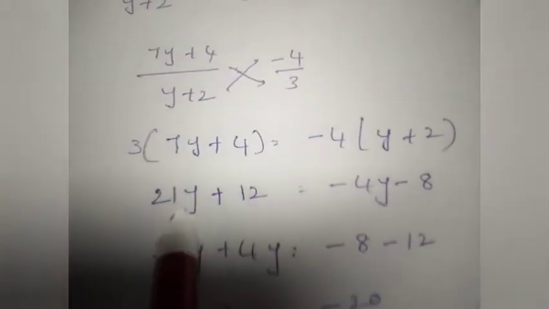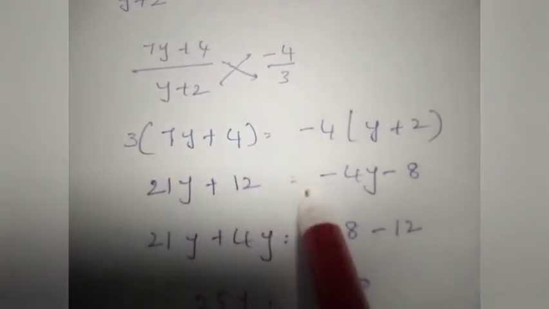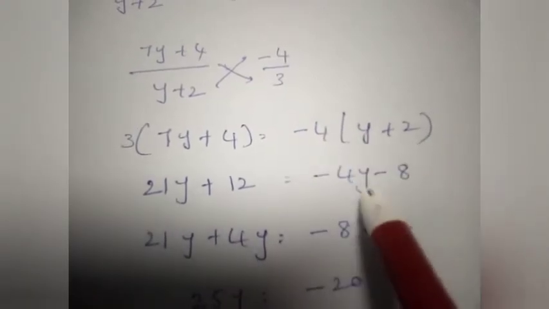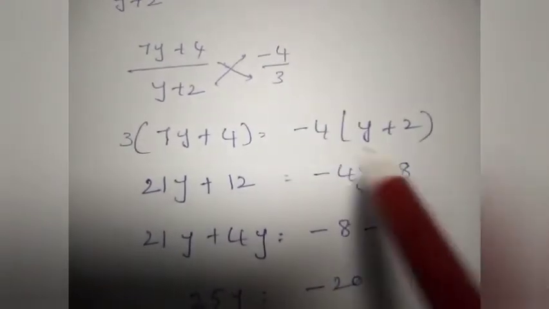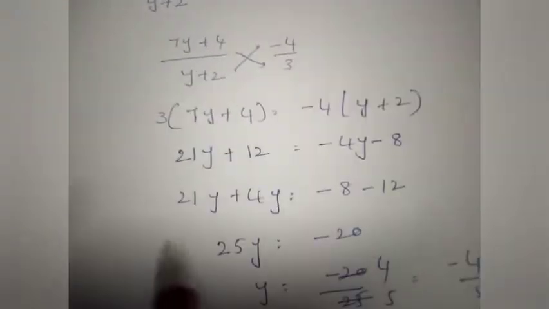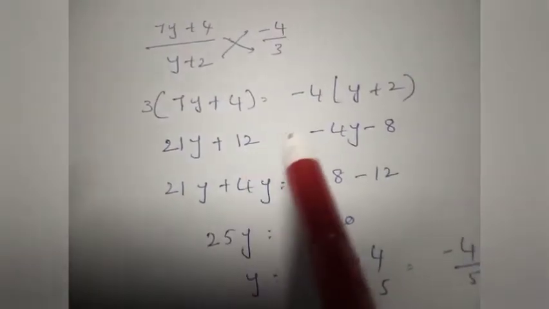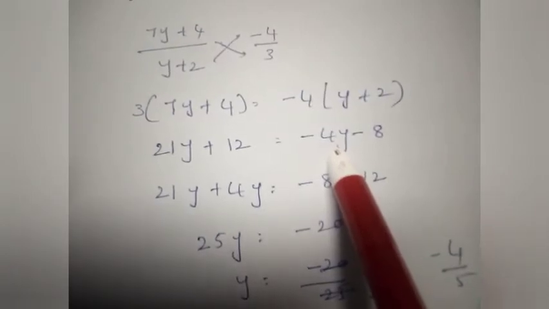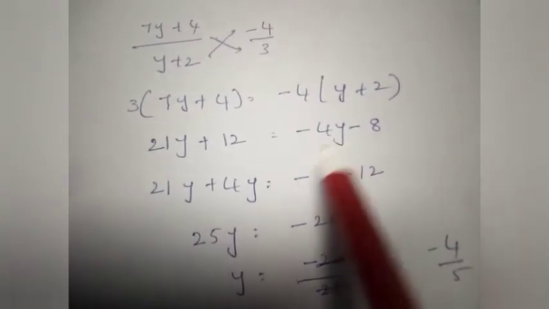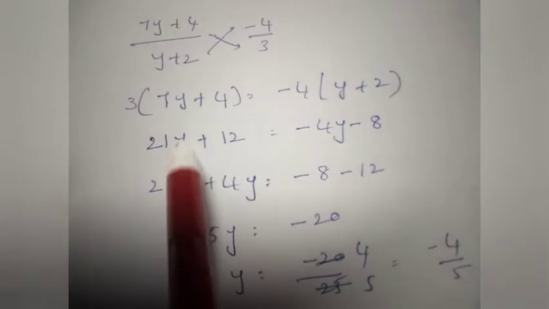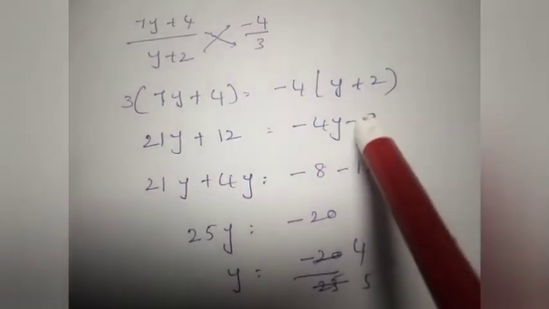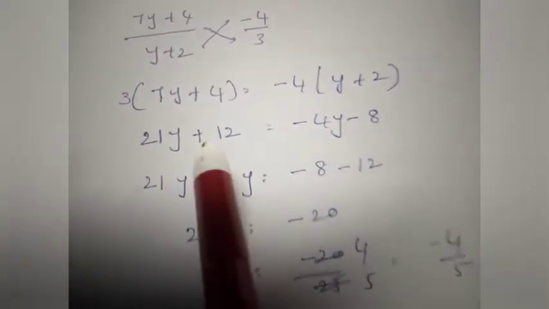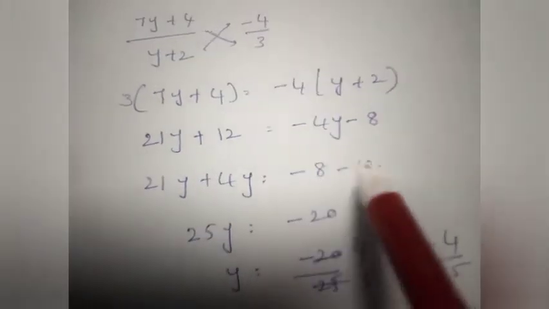Now multiply these. 3 7s are 21y plus 3 4s are 12 is equal to minus 4y, plus, into minus, minus 4 2s are 8. 21y plus 4y. I am bringing all the variables to one side and constants to one side. So minus y on this side becomes plus y. So 21y plus 4y is equal to here minus 8 as it is. I am setting this constant term to the side, it becomes minus 12.